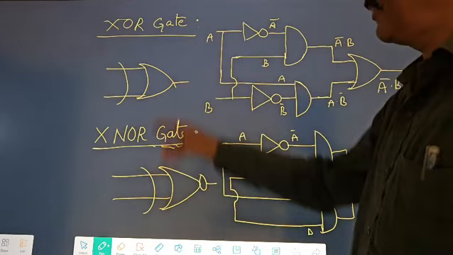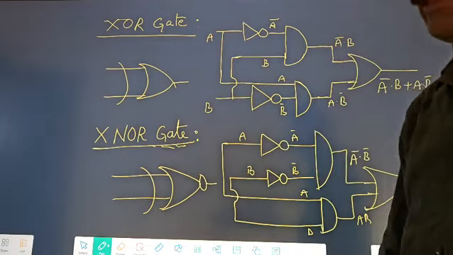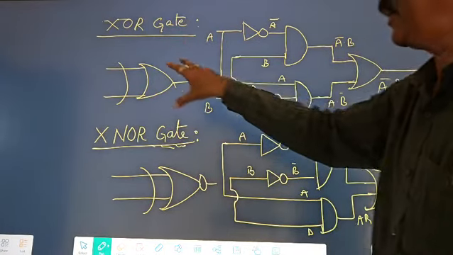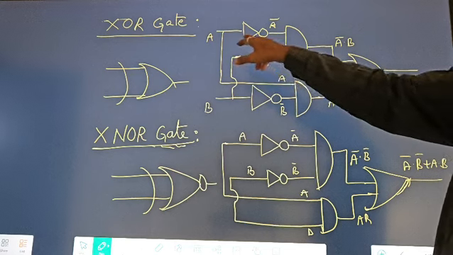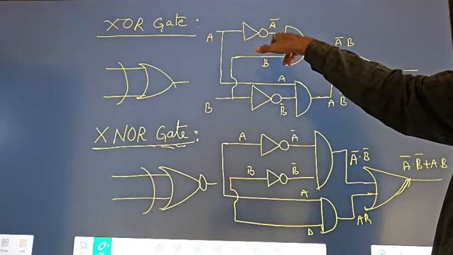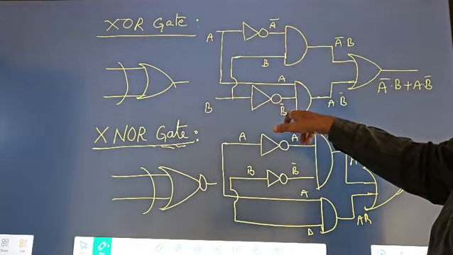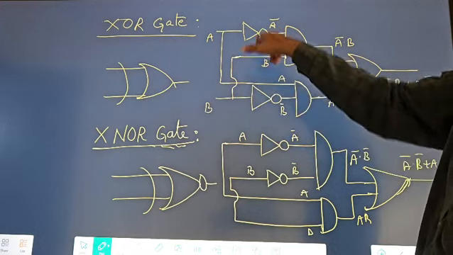XOR gate. XOR gate means extraordinary OR gate. That is called XOR gate. This is the circuit symbol of XOR gate. A input, A bar output. B input, B bar output for this NOT gate.